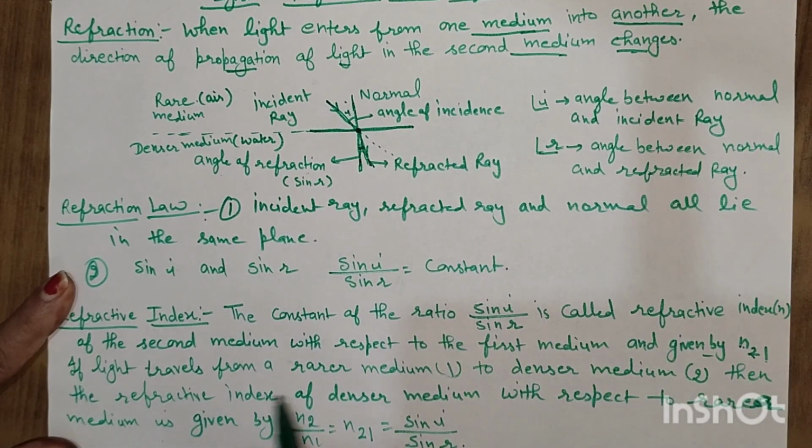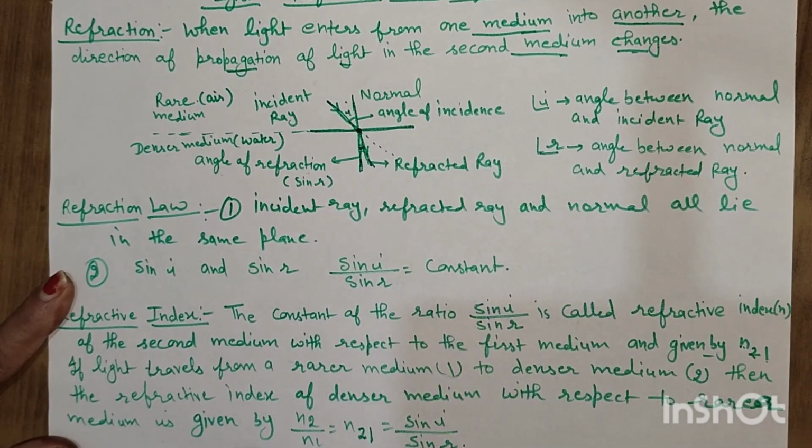If light travels from a rare medium 1 to the denser medium 2, then the refractive index of the denser medium with respect to the rare medium is given by n2 by n1, equal to n21. That is, the refractive index of medium 2 with respect to 1 is equal to sin i by sin r.